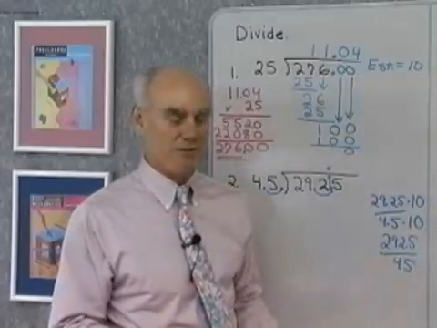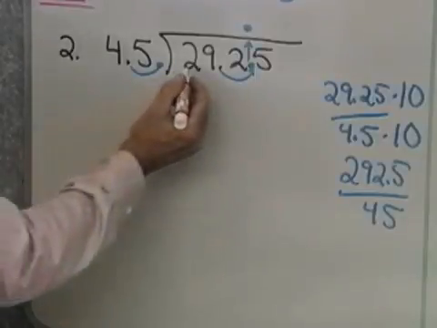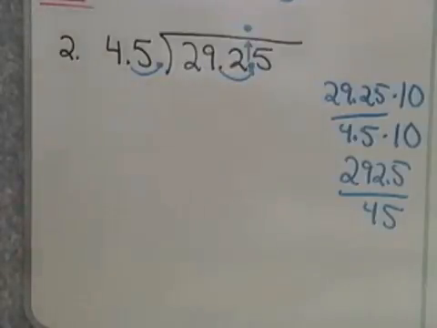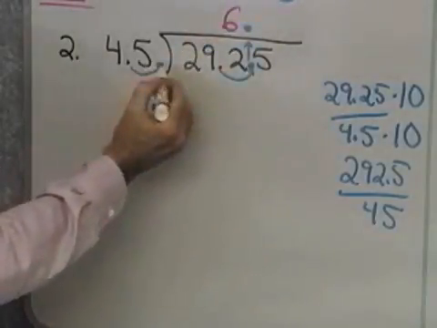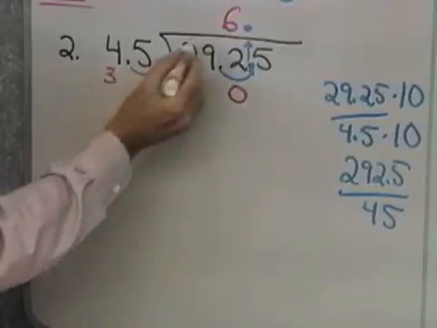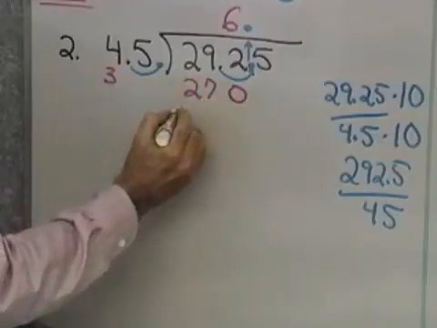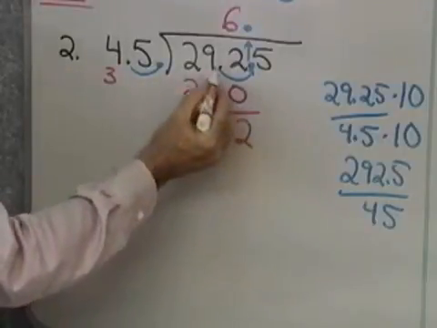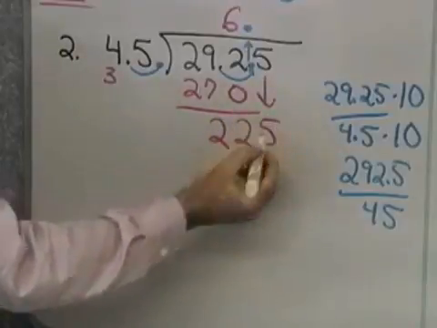Now we're ready to do our division. So I'm going to divide. I'm going to say 45 divides into 29. It won't go. So 45 into 292, let's try 6. 6 times 5 is 30. 6 times 4 is 24, and 3 is 27. Now I'll subtract. 2 subtract 0 is 2. 9 subtract 7 is 2. Bring down that 5, and let's see.